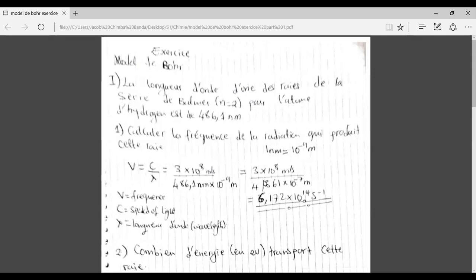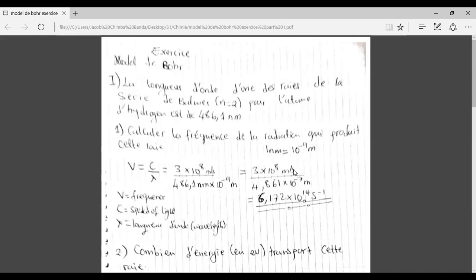Then if I divide speed over λ, the frequency which I found is 6.172 times 10 to the power 14 second negative one, per second. Since you know that the meters will cancel, we just remain with second divided by second negative one. So according to how the equation has asked you, and according to what you have been given, you can calculate the frequency.